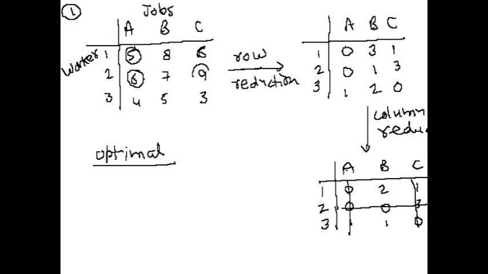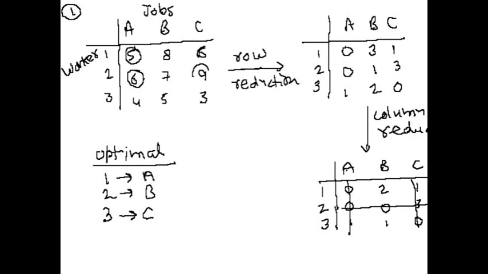So the optimal job assignment is going to be, wherever you have 0, for example, worker 3 and machine C. Worker 3 is assigned to machine C. Worker 2 can be assigned to machine B. And worker 1 can be assigned to A. So this we can identify using those zeros.